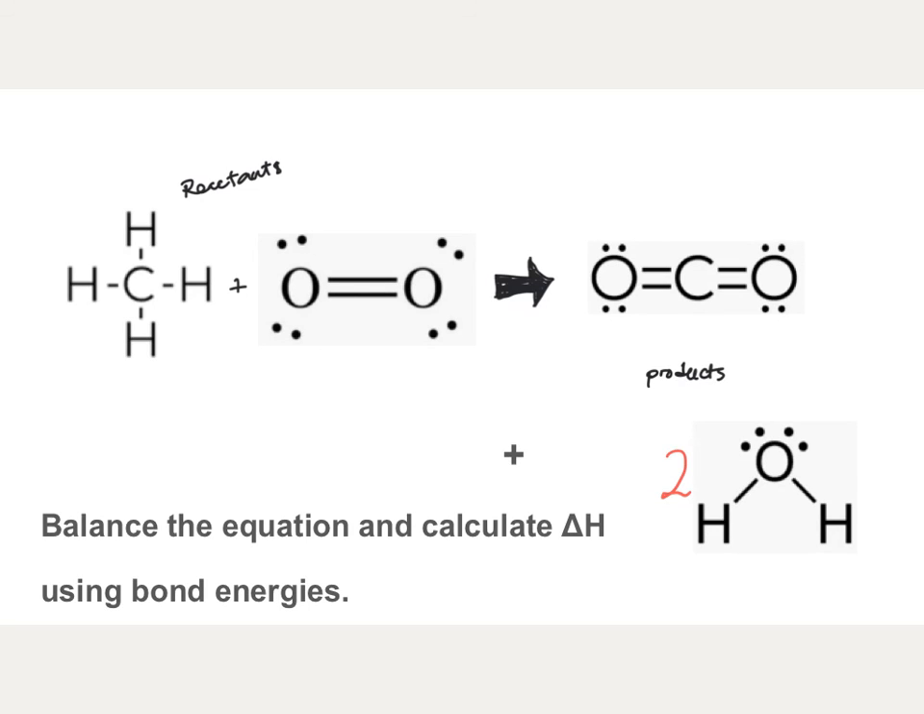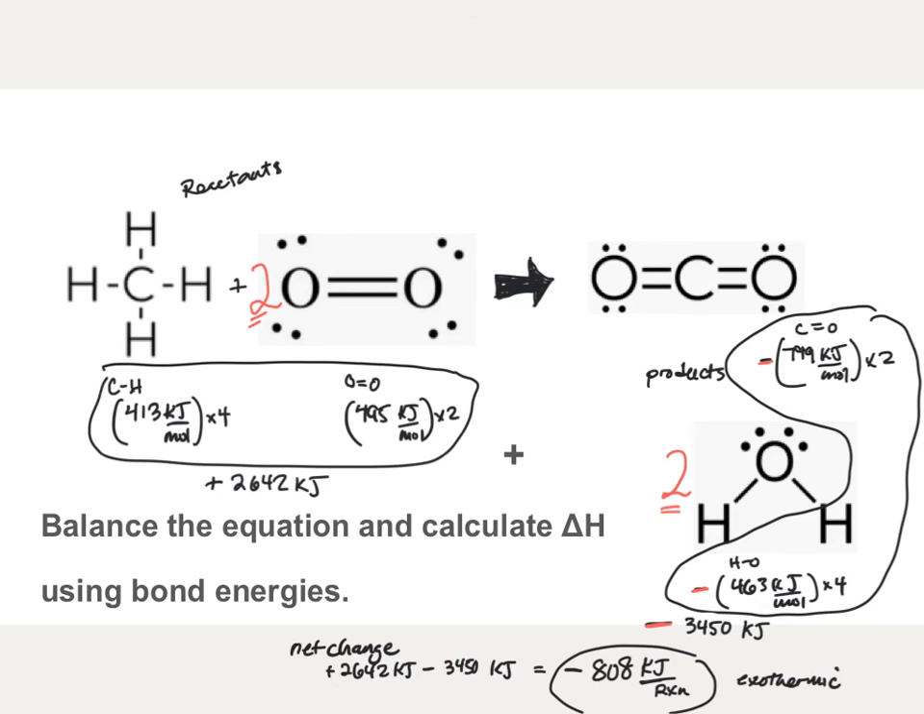First, we balance the equation. We need 2 waters, and we need 2 oxygens. Okay, so you can see here the finished work. We are required to put in 2,642 kilojoules to break the existing bonds. Through the 3,450 kilojoules are released in the formation of the new bonds, and so the net is a release of 808 kilojoules per the reaction as balanced.